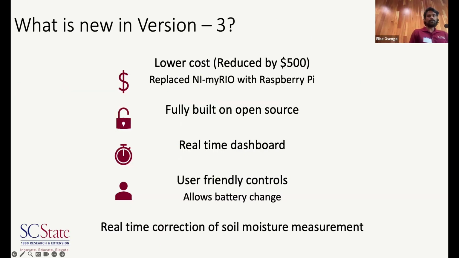And now at SC State, I'm building version 3. What's new in version 3 is it's a lower cost, because we have reduced the cost by $500 by replacing our microcontroller from MyRio to Raspberry Pi. And it's going to be fully built on open source. We are going to have real-time dashboards. We are going to have user-friendly controls. And we are also going to have real-time soil moisture corrections from our payload measurements.